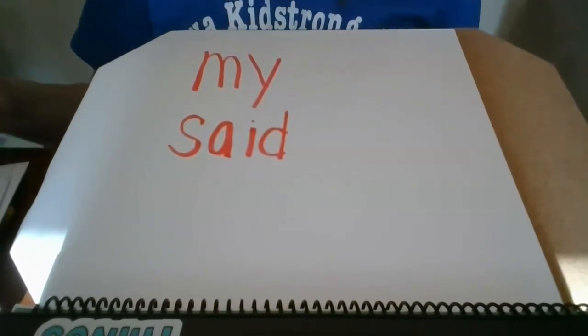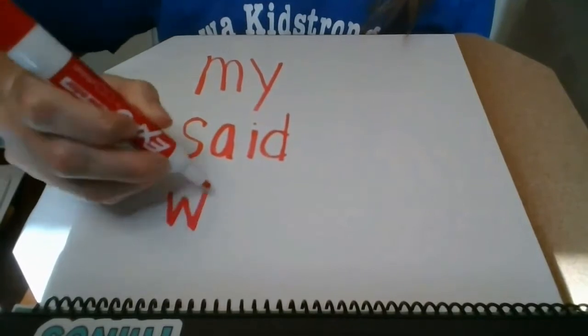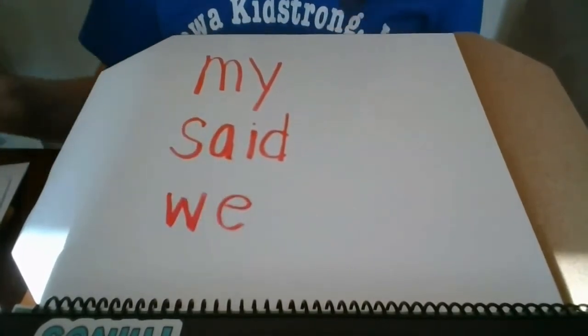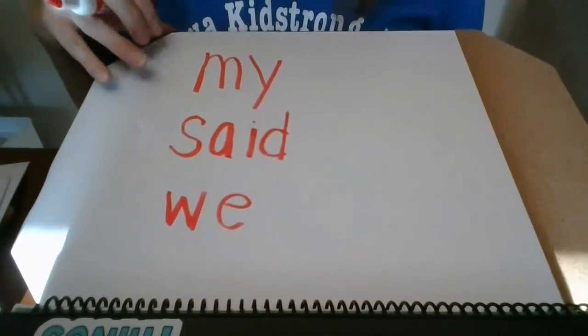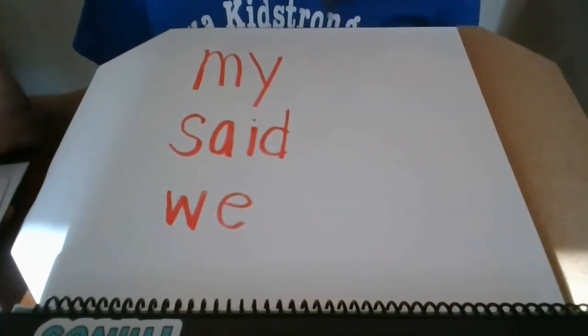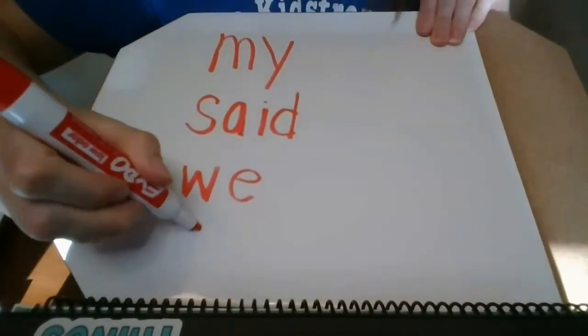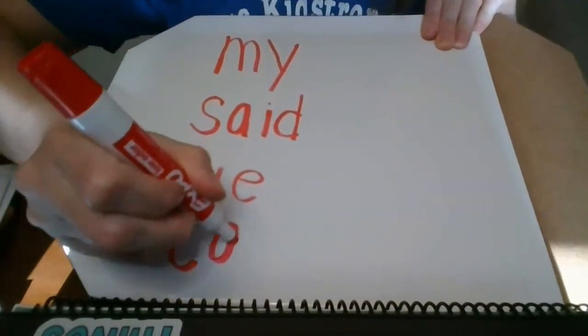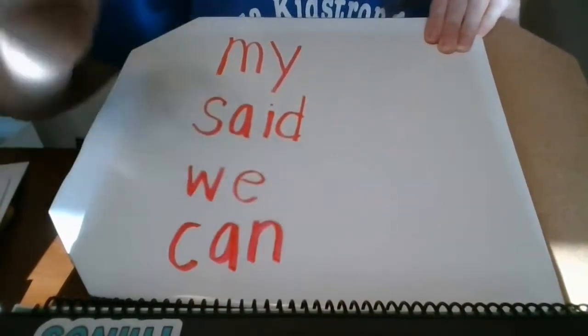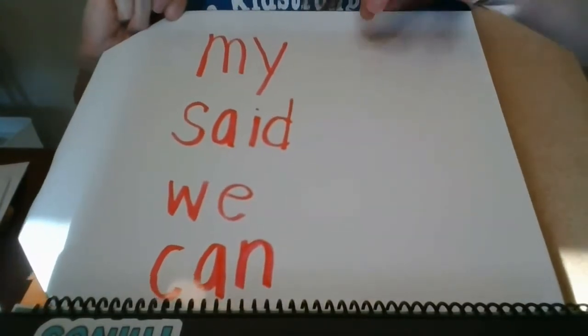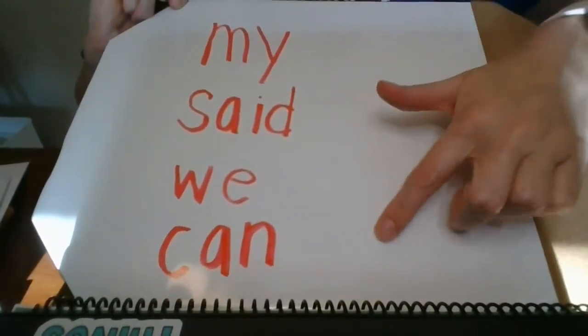Next, let's write the word we. What 2 letters do we use? Good. W-E, we. Next, let's try writing the word can. Do you remember how we spell it? Go ahead and show yourself how to write it. Can. That red word is spelled C-A-N. Can. I'm going to come up to this side and then start writing down this way.